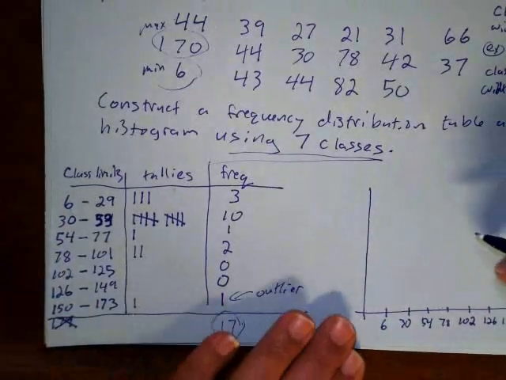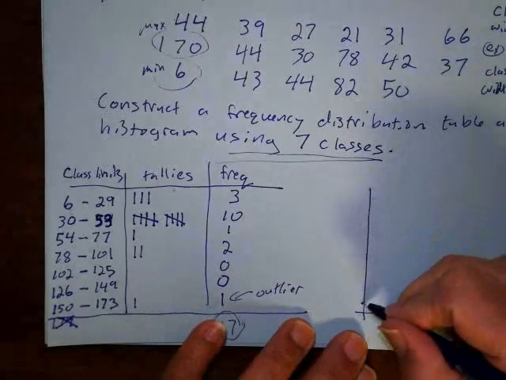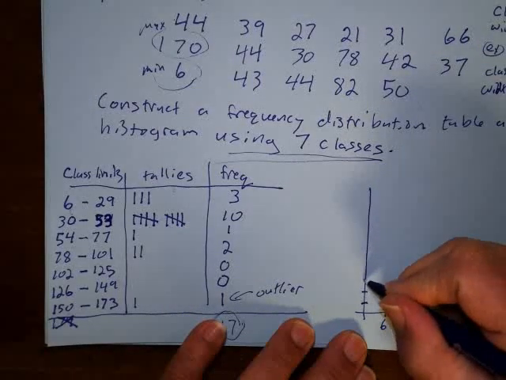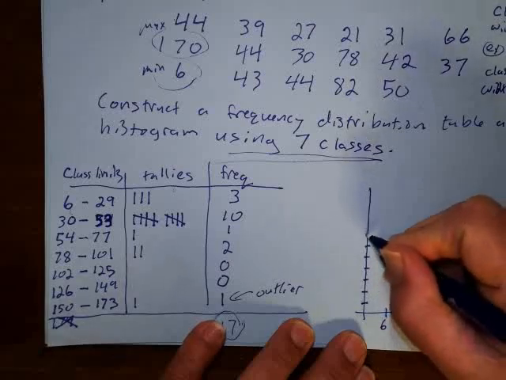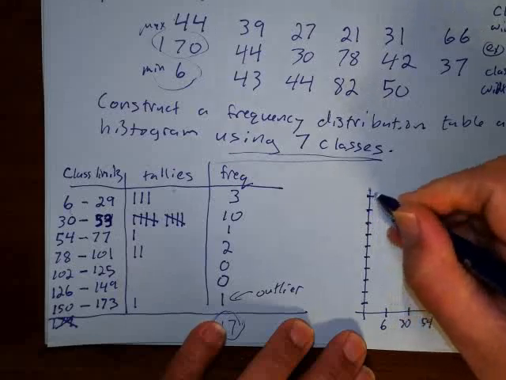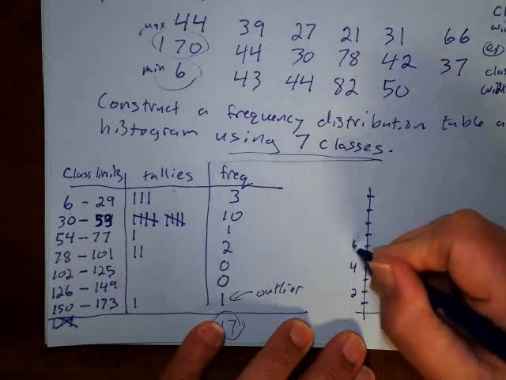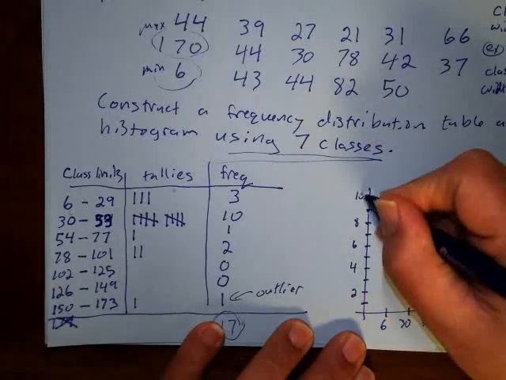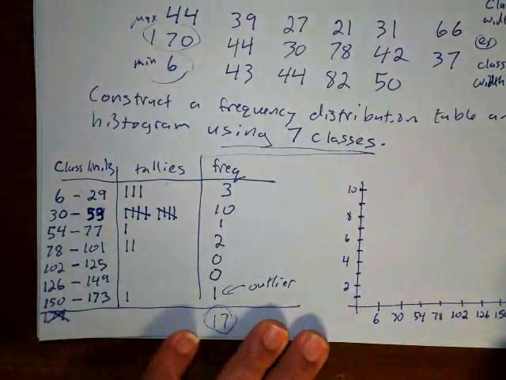Okay? And then these are the frequencies. They're going to go up to 10. So I'm going to do a mark for each one. 1, 2, 3, 4, 5, 6, 7, 8, 9, 10. And then maybe I'll just label 2, 4, 6, 8, 10. Like that. So it's not so crowded there.